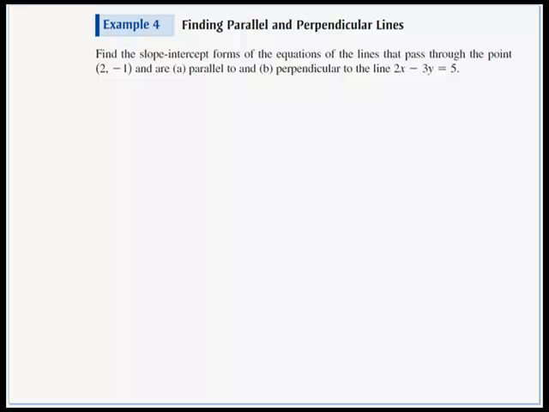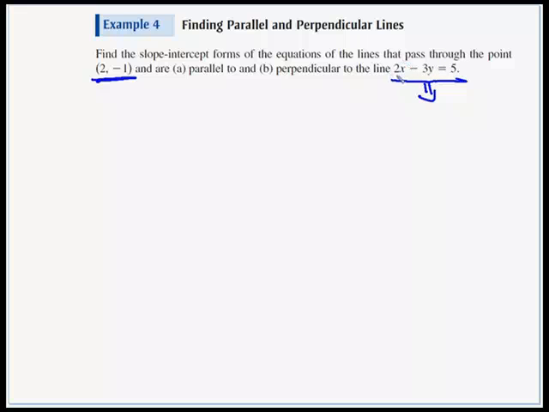So in example 4, find the slope-intercept forms of the equations of the lines that pass through this point, and A, that are parallel to, and B, perpendicular to this line. So this is the line we're starting with, and we're going to find parallel and perpendicular lines to this line that pass through a given point. So the first thing we should do is take this line and get it in the slope-intercept form.